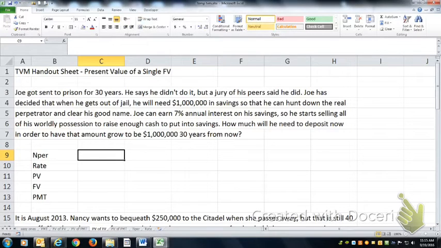Alright, all of these problems are going to solve for the present value, the value today of a single sum to be received sometime into the future. Our first problem: Joe got sentenced to 30 years in prison. He thinks he'll need $1 million when he gets out of prison, so he wants to sell all of his property today and deposit that in an account earning 7%. So how much does he have to deposit today in order to have $1 million 30 years from now?